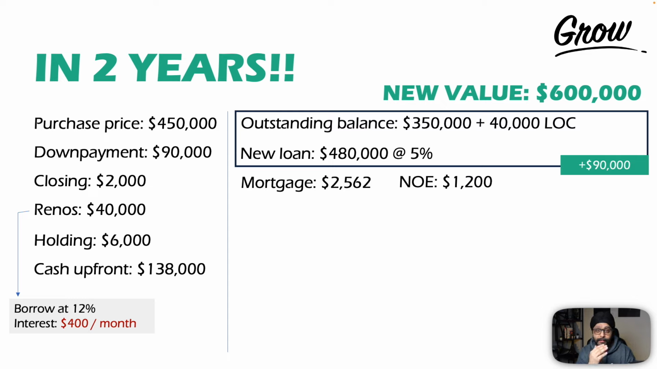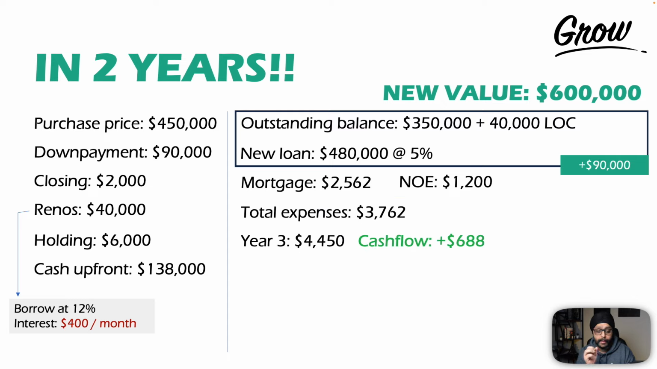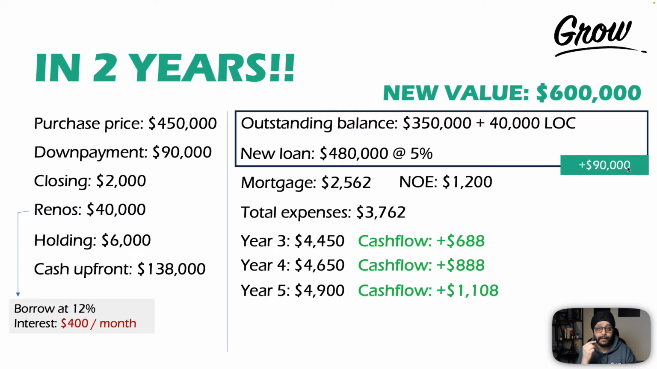Your net operating expenses, because 2 years down the line with inflation and everything, let's say it has increased to about $1,200. Your total expenses are $3,762. The year 3 rents will be $4,450. We already discussed that in our previous slide. The cash flow is still $700. And year 4 and year 5, obviously the cash flow keeps increasing.